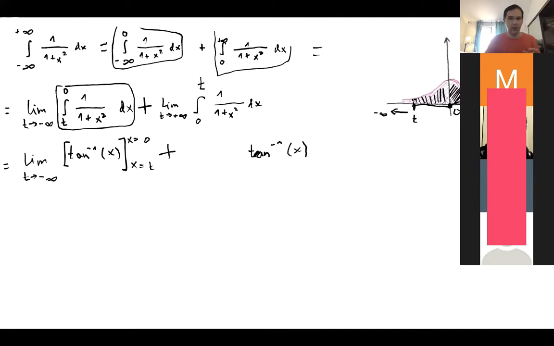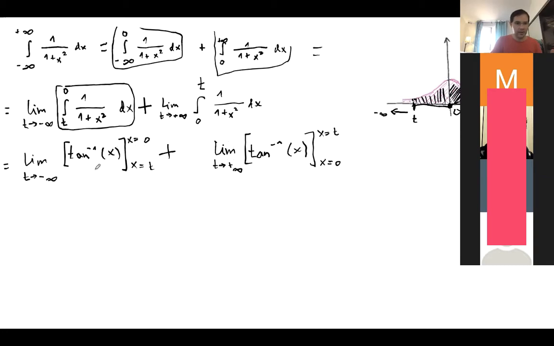I'm using the fundamental theorem, and I want to know what this function is equal to at 0 and then at t. I want to know what this function is equal to when x is equal to 0, and then when x is equal to t. And once we compute this number, it will depend on t. Then I'll take the limit of this expression when t goes to positive infinity. Okay, so now let's use, again, the fundamental theorem of calculus.